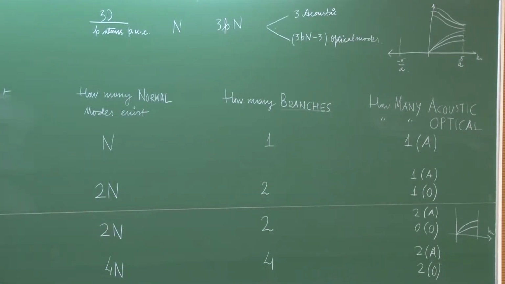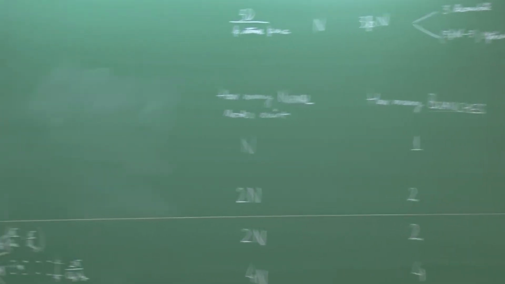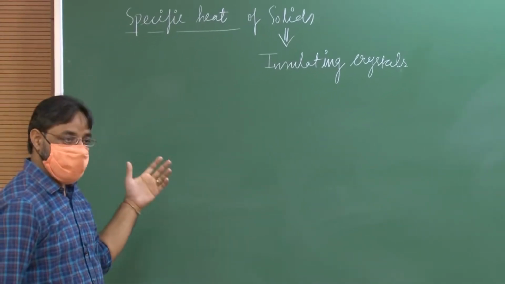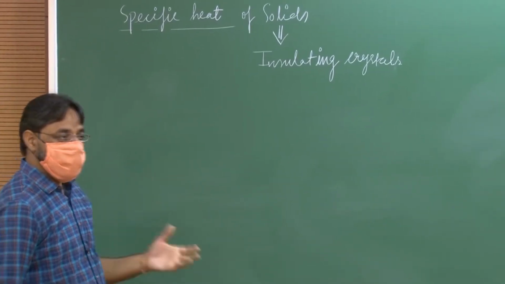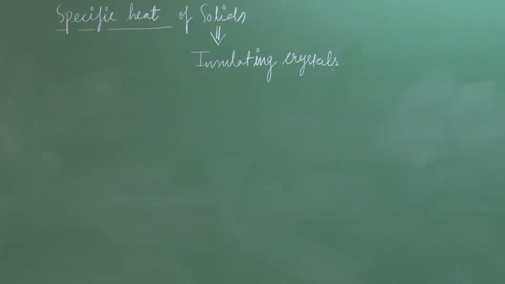Now the question of why we are specifically looking at insulating crystals. For that, we have to first understand what specific heat is. So take a material, you know the definition of specific heat. The amount of heat required to increase the temperature by 1 degree centigrade is the specific heat, right?